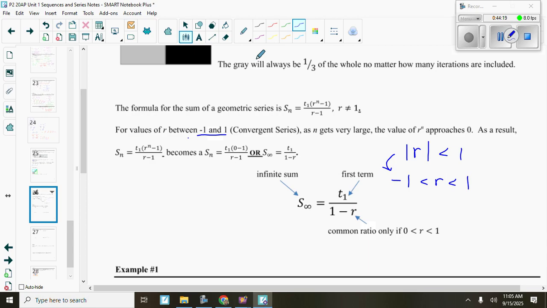Just so you know where it comes from, because some of you like to know, well, we have this new formula, why does it work? Where did it come from? You don't have to prove the formula or be able to derive where it came from, but just so you know, when we use this formula, you can see as n gets very large, when r is a decimal or a fraction between -1 and 1, let's say you had 1/2 and you did that to the power of 20, what do you get?